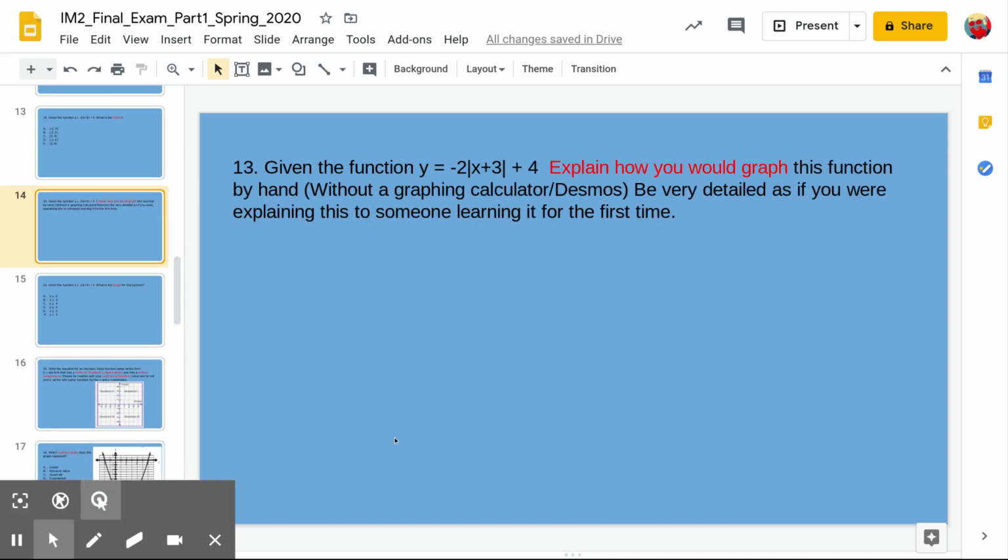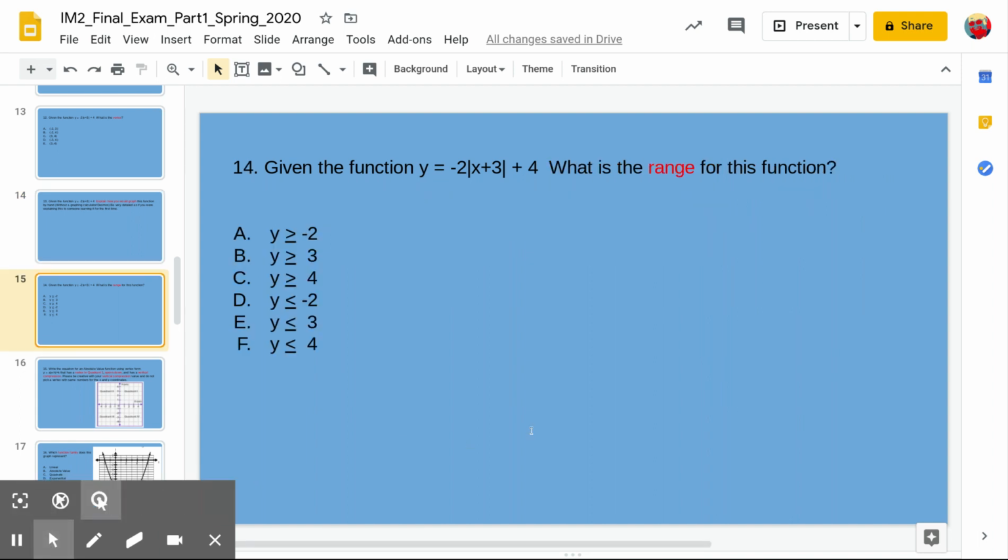Question 13, given the function y equals -2 absolute value x plus 3 plus 4, explain how you would graph this function by hand. That means without a graphing calculator, no Desmos. Be very detailed as if you were explaining this to someone learning it for the very first time. All right, given the function y equals -2 times the absolute value of x plus 3 and then plus 4, what is the range for the function? Again, I'm asking for the range, not the domain. What is the range of this function?